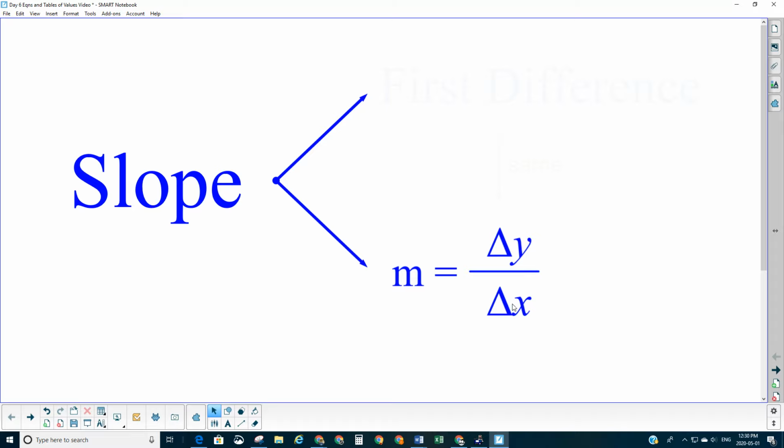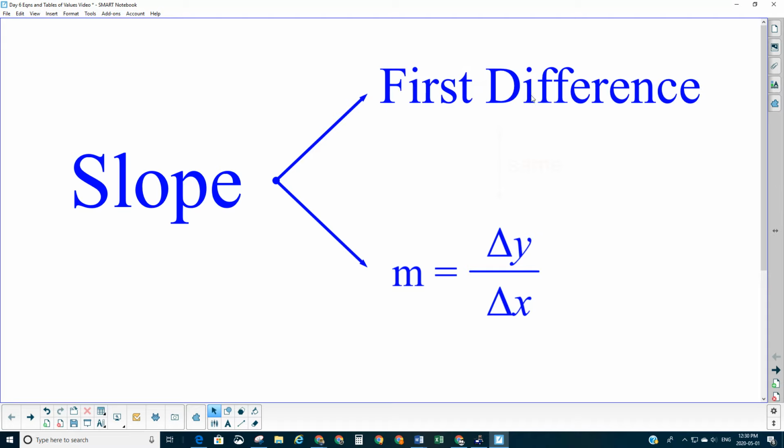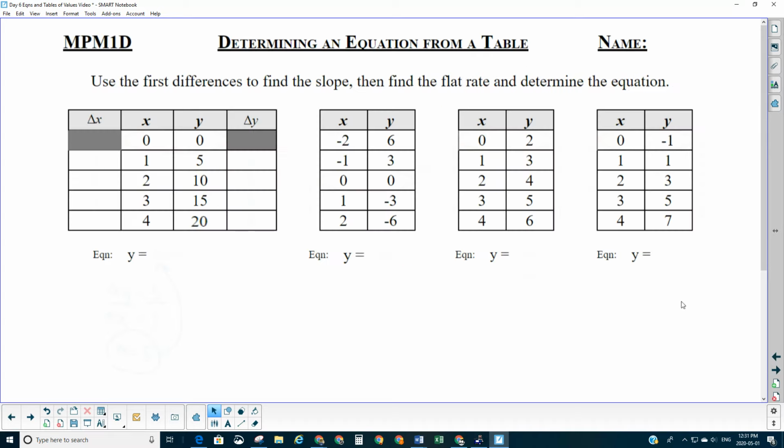Okay, but earlier we discovered that the slope and first differences also had a connection, that the first differences told us the slope. So that means there's a connection between the first differences and this delta y over delta x, that they're the same. And that'll be helpful for what we're doing today. So I'm going to fill out a bunch of examples with you here, and then I'm going to ask you to try a few on your own. In this first example, I've decided to make a column for delta y over delta x, but later on you can either just write them on the side or you can just imagine them in your head.